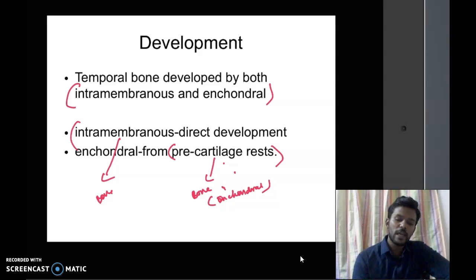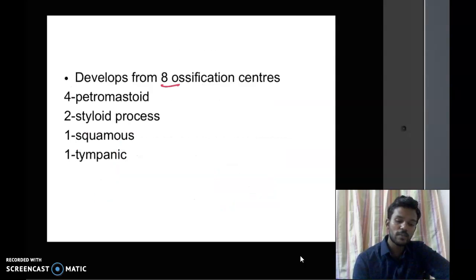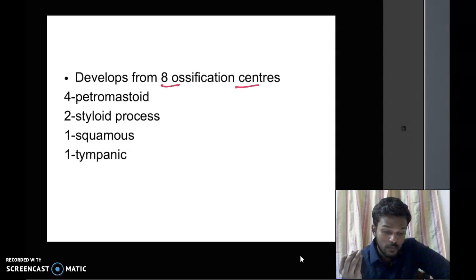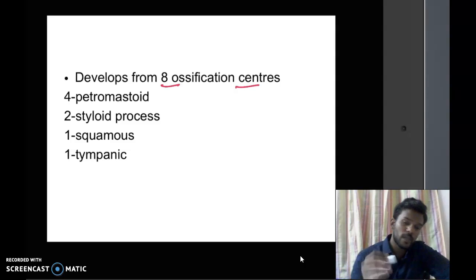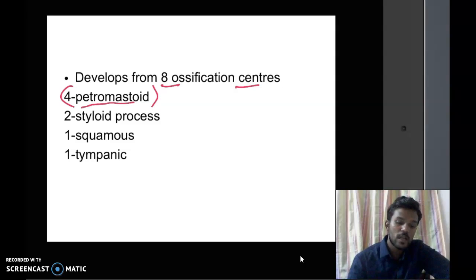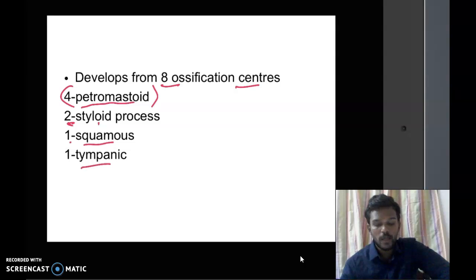So it develops from 8 ossification centers, 4 for the petrous and mastoid, because petrous and mastoid develop together. So together petrous and mastoid has 4 ossification centers, styloid has 2 ossification centers, squamous 1, tympanic 1. Entering into, so which are all enchondral ossification, which are all intramembranous ossification, let's see.